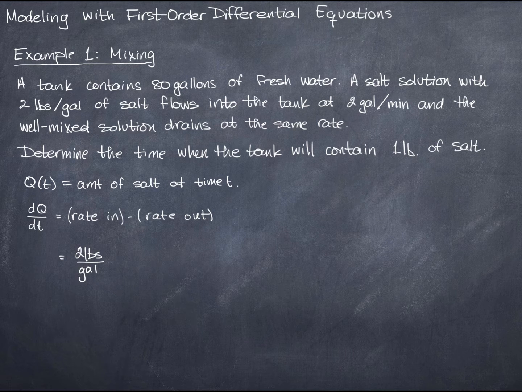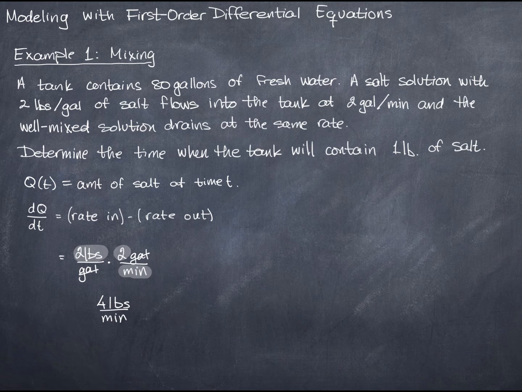It's tempting to say that's our rate in, but that's the amount of salt that's coming in for each gallon, right? That's not a rate. The rate is the amount of salt per gallon times the 2 gallons per minute. And then if I cancel these labels, I'm left with 2 pounds times 2 per minute, or 4 pounds per minute. That's a rate.